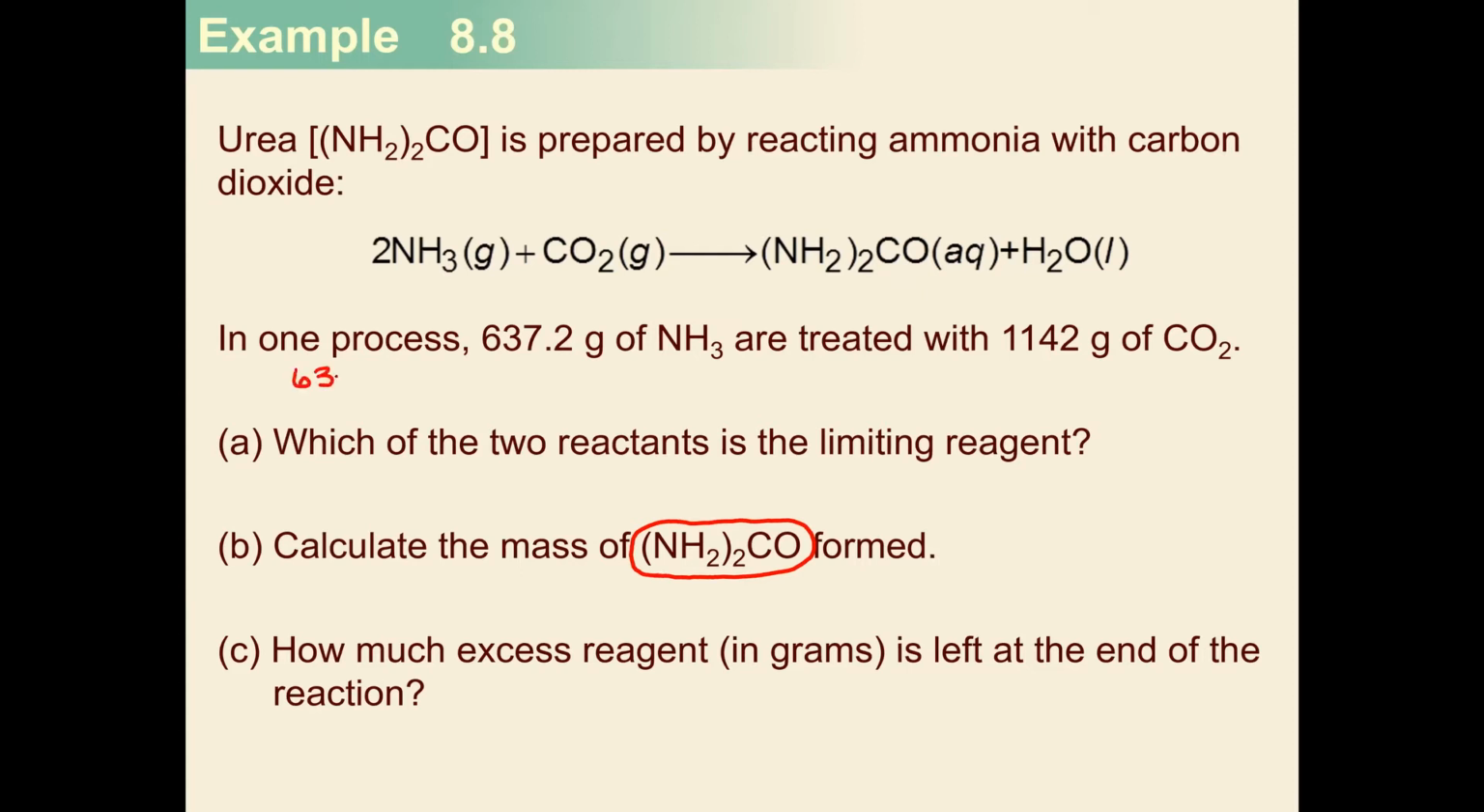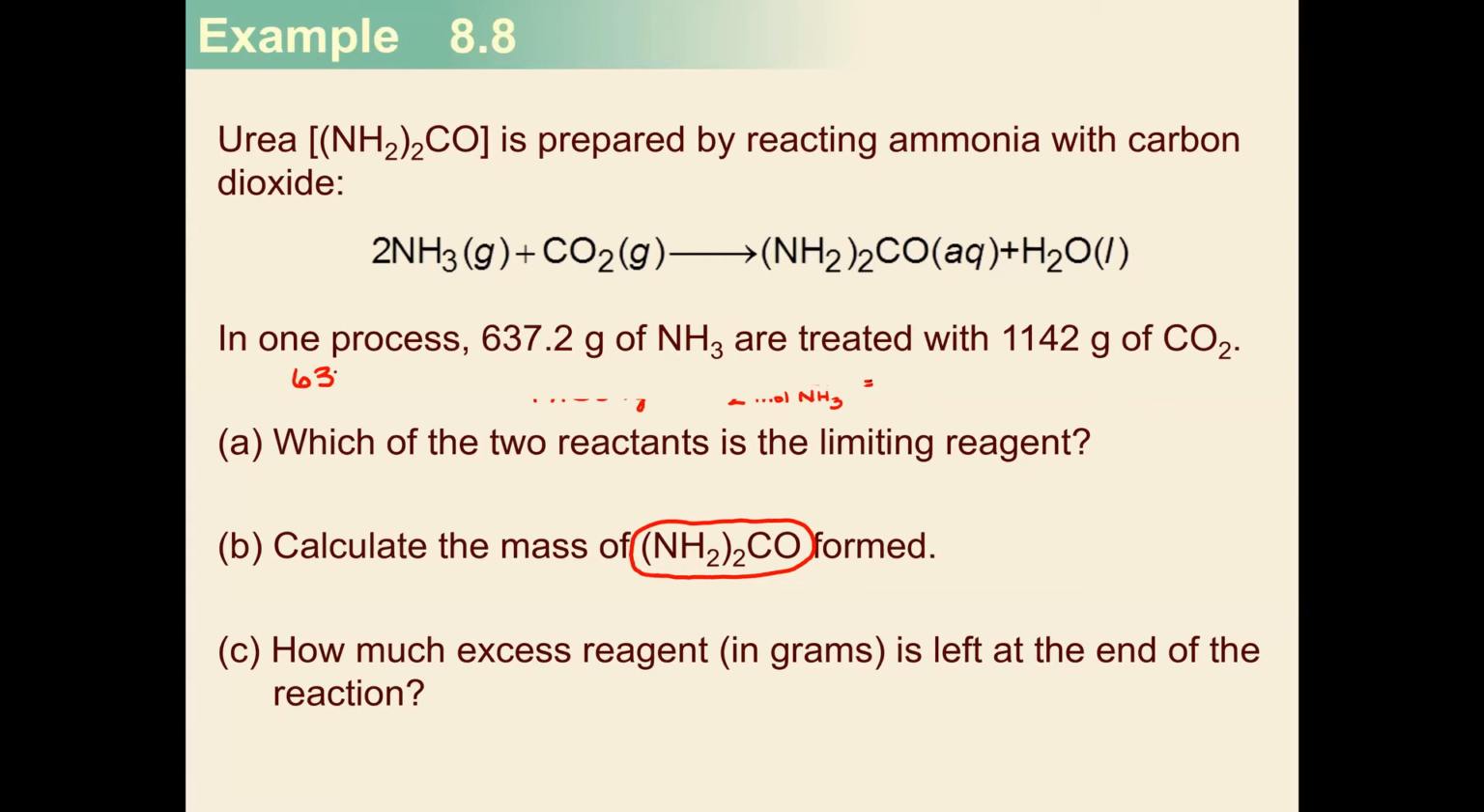So we have 637.2 grams of my NH3. We need to get our unit conversion factor so that we can get to our moles. So that is 1 mole of our NH3. I need the molar mass of ammonia, so that is going to be 17.034 grams. And then finally, we need to use the balanced chemical equation ratio. Notice that I get 1 mole of urea for every 2 moles of ammonia. So now we have calculated the moles of urea.